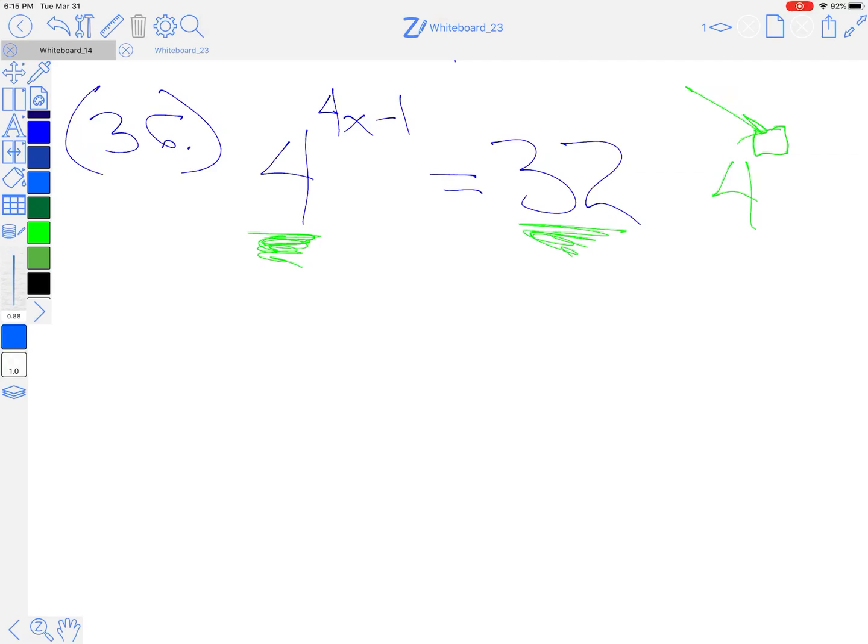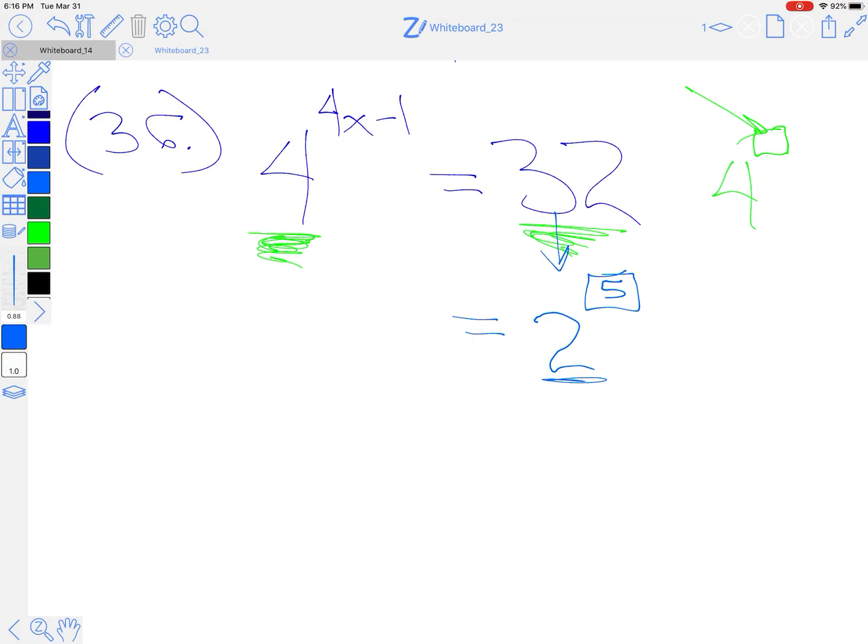Let's just take a guess here and say, well, what if I change this to 2 to some power? Can I get a 32 that way? So 2 times 2 is 4, times 2 is 8... No, it's not 6. 2 times 2 is 4, times 2 is 8, times 2 is 16, times 2 is 32. Right there. That was the 5th time. So 2 to the 5th power is the same as 32.